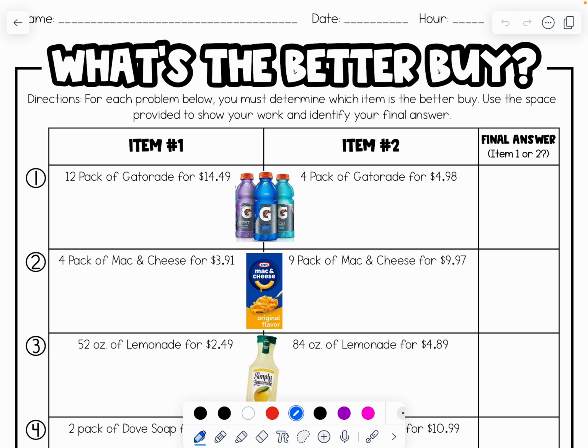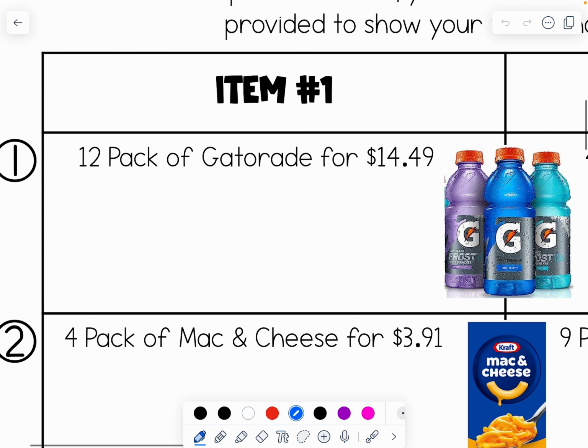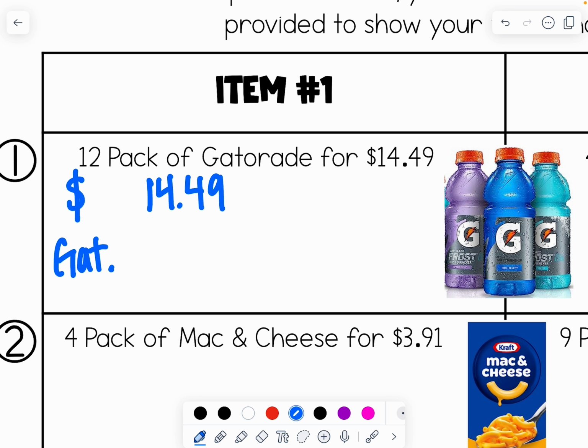So when you solve these, the first thing you need to do is write your labels. Remember, I usually put money on the top, so I'm going to put dollars and then Gatorade. Those are my two labels. Now my starting rate: we have a 12-pack of Gatorade for $14.49. So $14.49 goes on top with dollars, and it costs that much for a 12-pack of Gatorade.